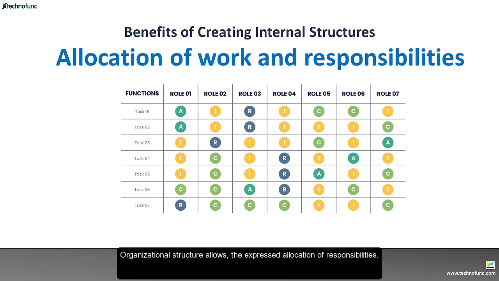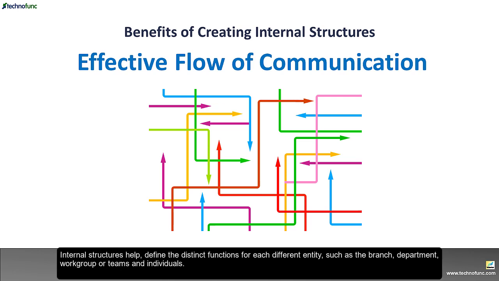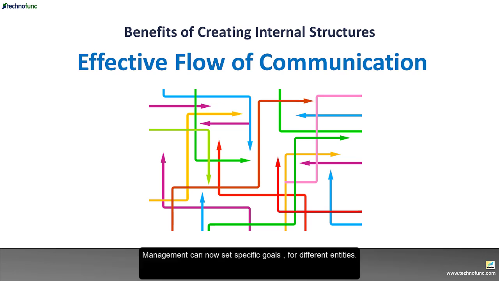Organizational structure allows the expressed allocation of responsibilities, as it creates and enables different functions and processes. It becomes easy to define who will be doing what, the roles, responsibilities, etc. They also help drive efficiency and flow of communication. Internal structures help define the distinct functions for each different entity, such as the branch, department, workgroup, or teams and individuals. Management can now set specific goals for different entities. These internal structures help to target the right communication to right groups.